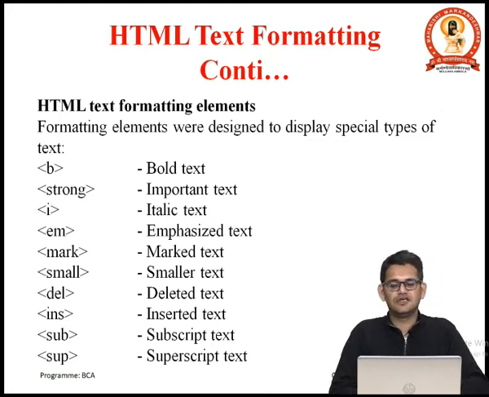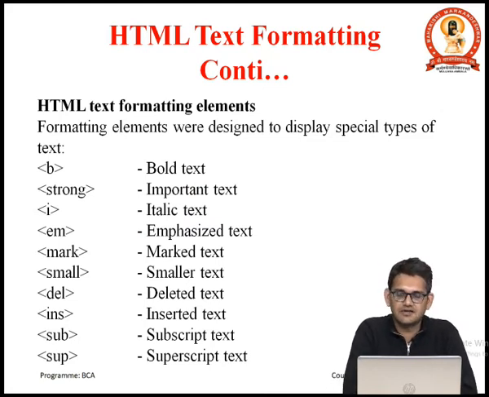Now, you can see there are multiple tags provided by HTML for text formatting. The first one is the B tag, which is used to bold the text. Next one is strong, the important tag. Suppose you want to show some important things within the paragraph; for that we can use the strong tag. Next one is the I tag, which is the italic tag. Any word or line we want to write in italic, we use the I tag. Next one is the EM tag, which stands for emphasized text.